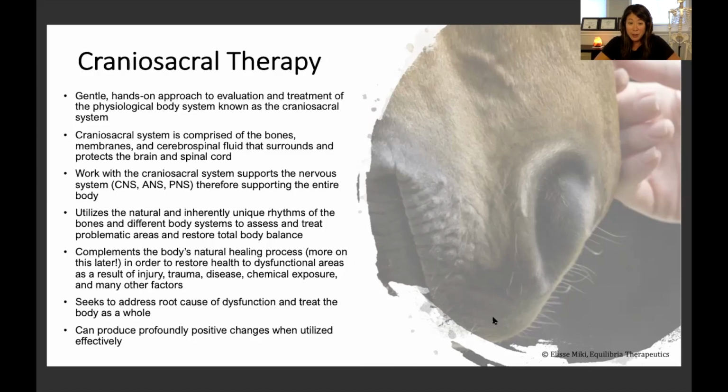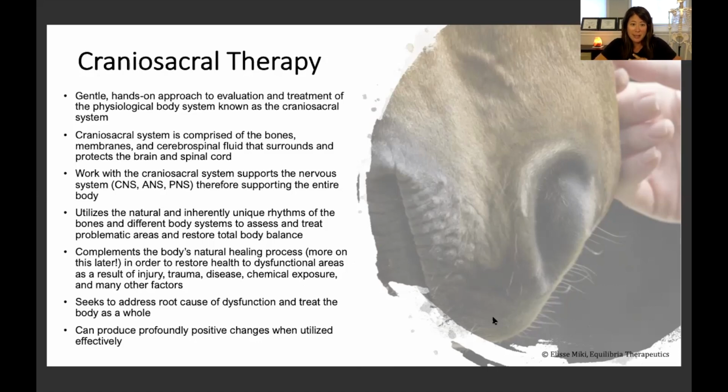When we work with the cranial system, we are supporting the nervous system. So that includes the central nervous system, CNS, the autonomic nervous system, ANS, and then the peripheral nervous system, because the spinal cord feeds into all of the nerves that supply the rest of the body. So that would be out to the periphery. Therefore, working with the one craniosacral system actually supports the entire body because it's all connected via the brain and the spinal cord.